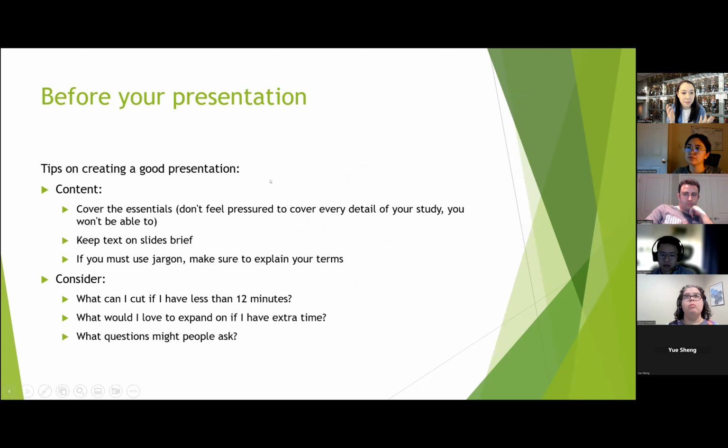And then tips on creating a good presentation content-wise. You want to cover the essentials. Don't feel pressured to cover every detail of your study, because you probably won't be able to. Those 12 minutes go by really, really fast, so you aren't going to be able to cover every detail of a full paper in 12 minutes. You want to know the key takeaways that you want your audience to have, and what the most interesting results are if you aren't going to be able to present all of your results.